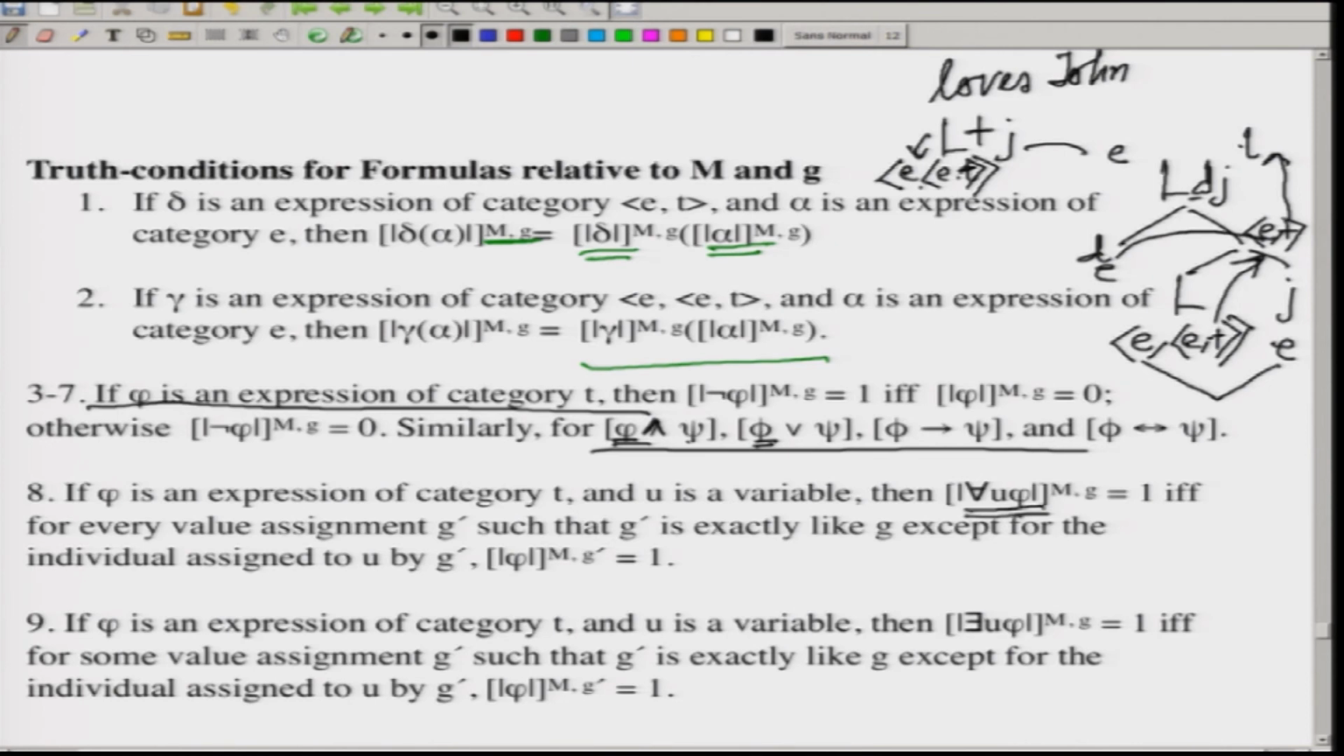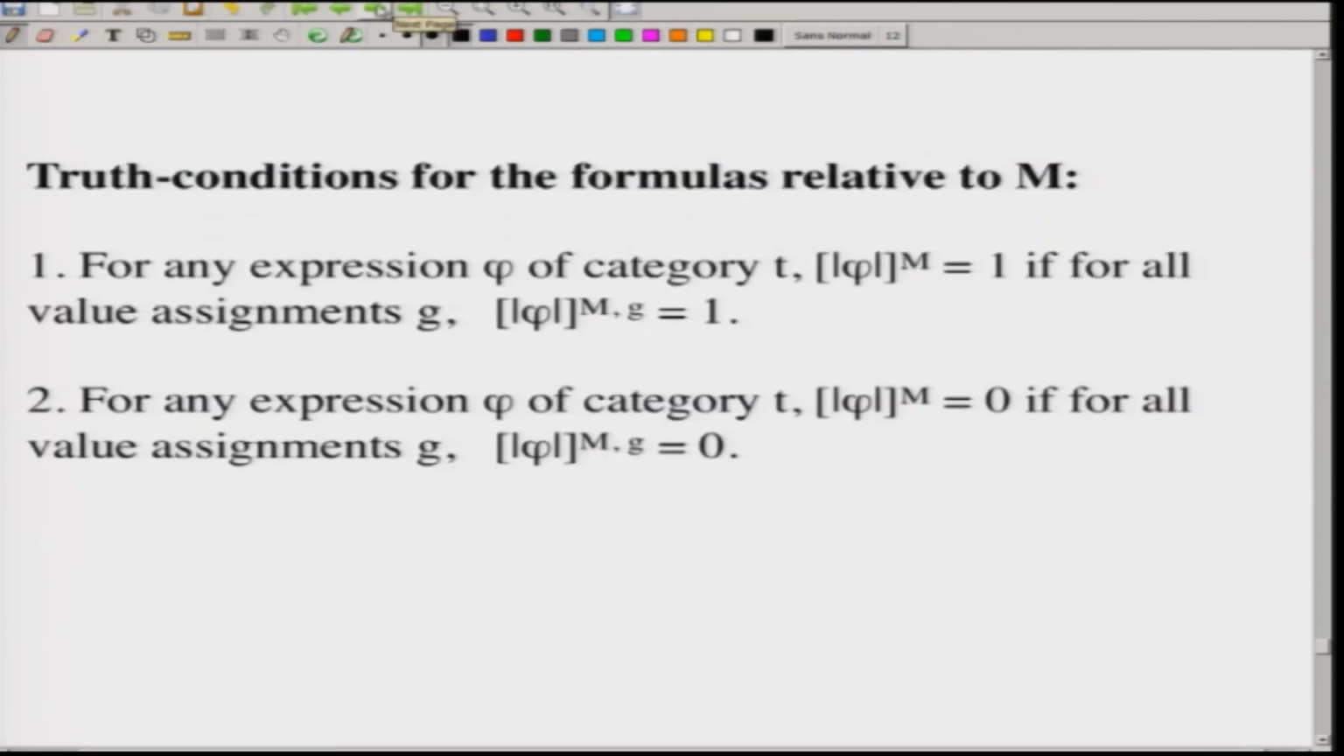The value of all u phi with respect to m g is 1 if and only if for every value assignment g prime such that g prime is exactly like g except for the individual assigned to u, phi with respect to m and g prime, that is, the value of phi with respect to m and g prime, is 1. So, this is the formula for all, and similarly this is the formula for some. We have seen this several times, so I do not think we should repeat.